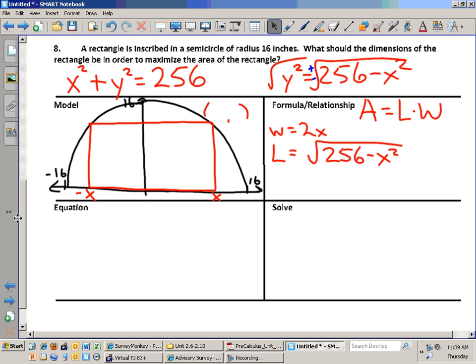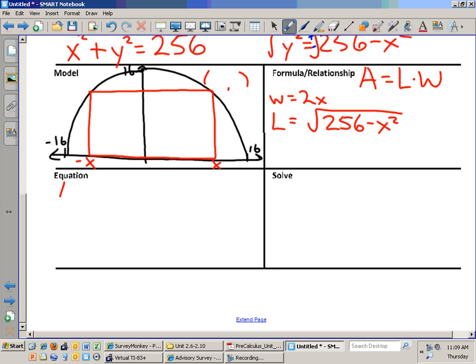Do I have an expression for my width? How about my length? That's all I need. Somebody name my new function. A of x, area expressed as x, this coordinate, will be equal to what? Excellent. What does that look like?